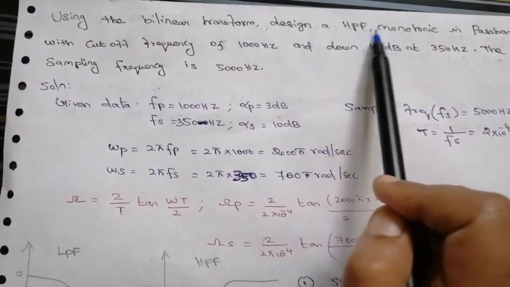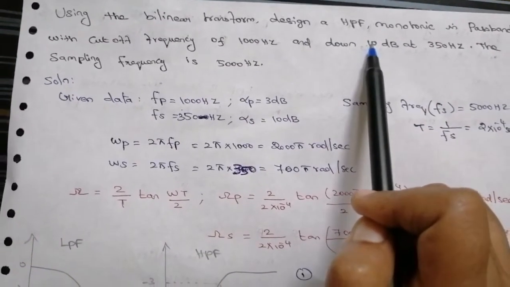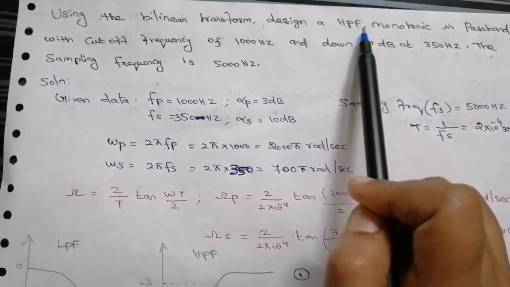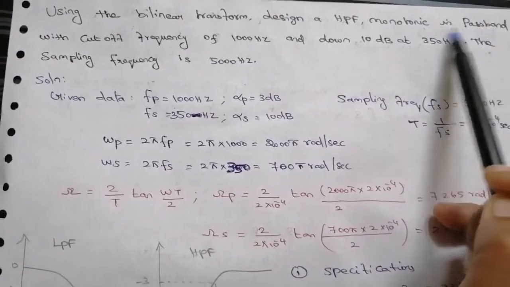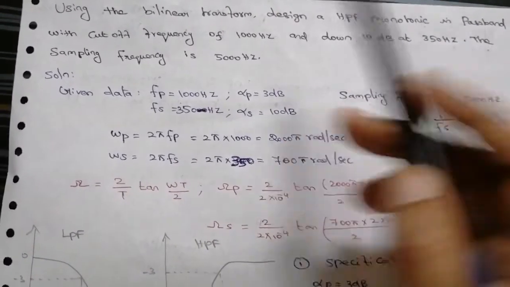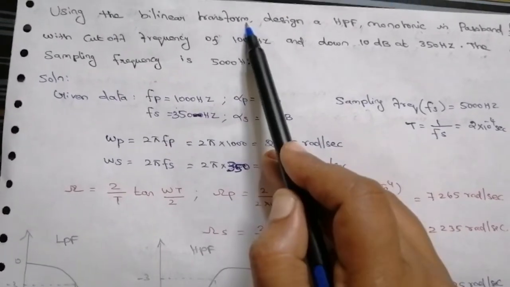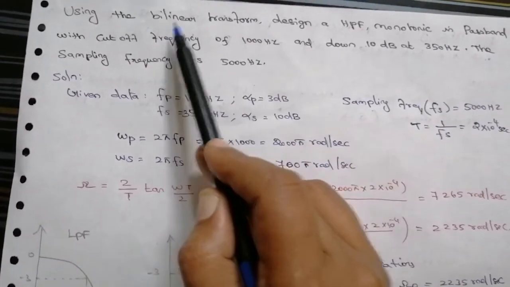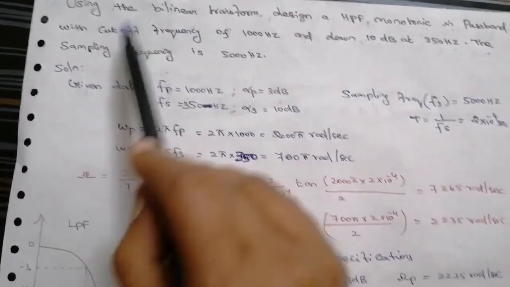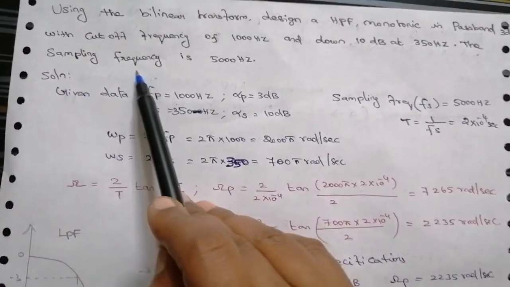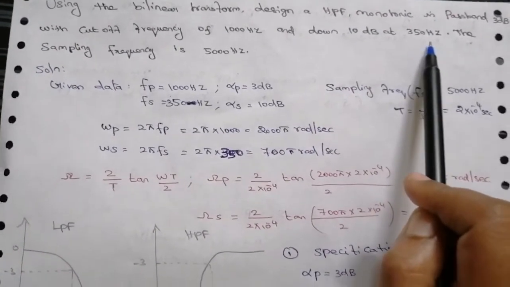So here, design a high pass Butterworth filter only. How do we identify it's a Butterworth? Because it is monotonic in the pass band, 3 dB, right? And using the bilinear transform. So why do we use the bilinear transform? To convert an analog filter to a digital filter. So the overall question is, design a digital high pass Butterworth filter, right?